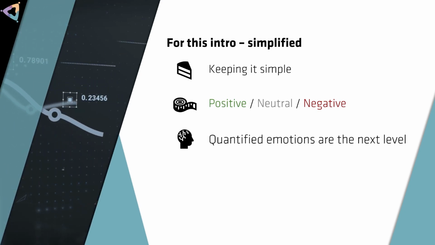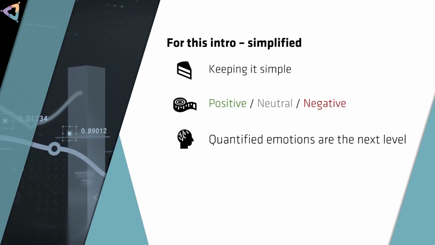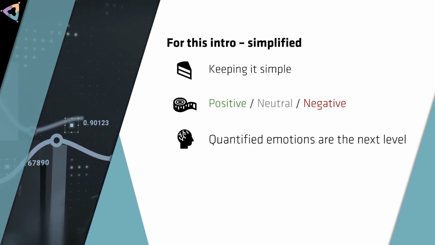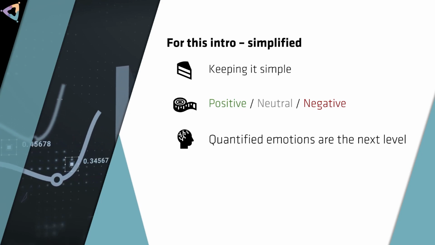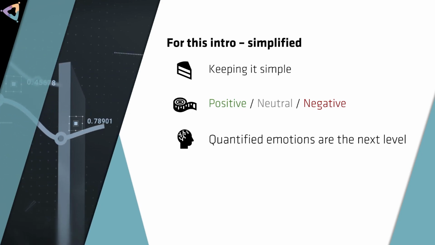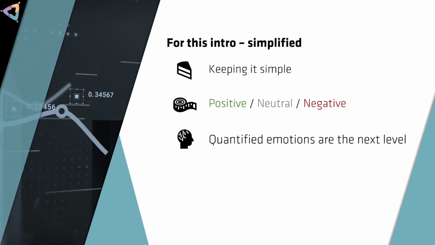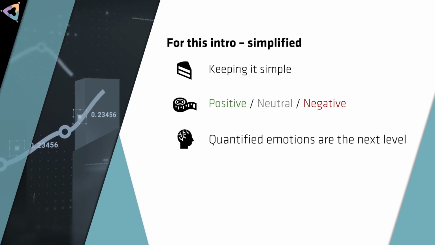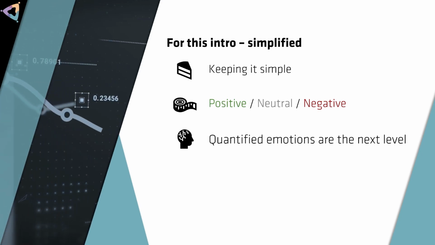Quantified emotions is then the next level, moving from those three quantifiers into the broader and wider experience of human emotions. Those too can be indexed, identified, tracked and quantified. But that is the next level, and this is what we're not going to discuss in this presentation.